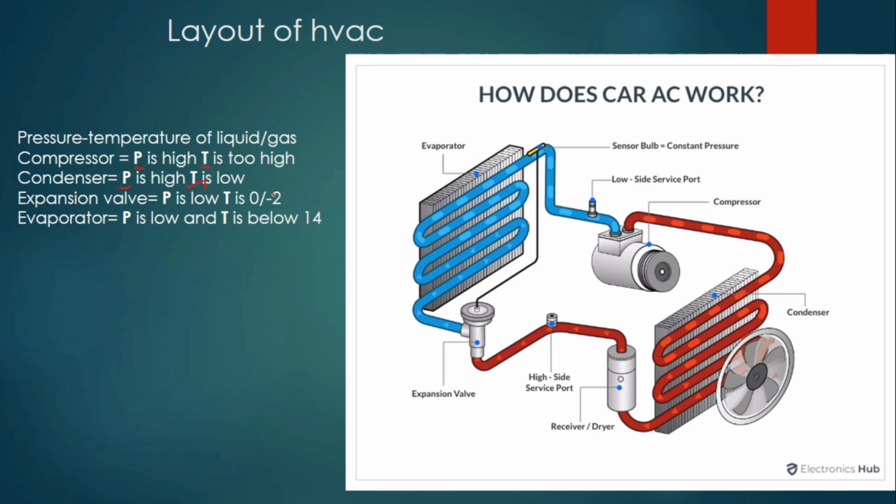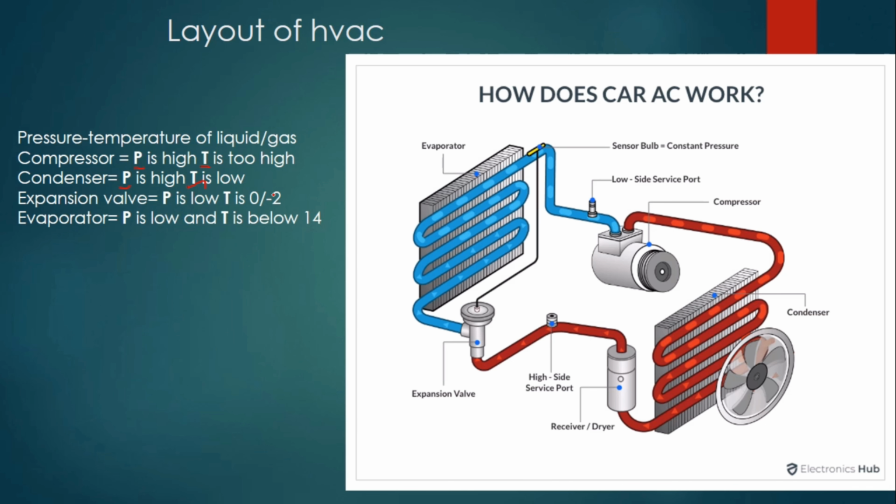It will enter the condenser in the form of liquid and gas. Then in the middle of the condenser, when the temperature is reduced, the liquid plus gas will convert only to liquid. So at high temperature it's a liquid plus gas, but when the temperature is reduced it will convert to only liquid. Then when it goes out from the condenser as a liquid, it will enter the receiver dryer.